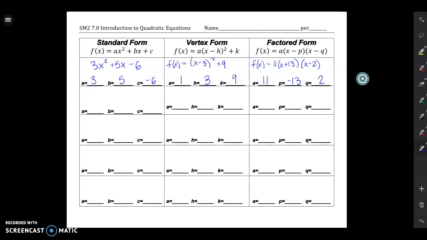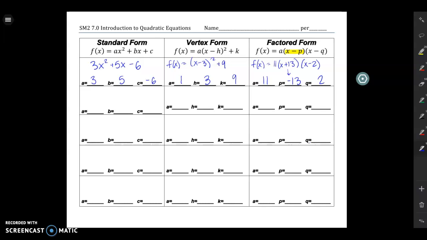So one thing to look at here that might be confusing is that within the parentheses we're always subtracting. So when we find p and q, we're looking for the negative number that's going inside. So even though we have x plus 13, the p that I'm going to write down here is -13, because it's like x minus -13. Okay. So we're going to go through and look at a couple more examples of each of these so we can see what they look like.